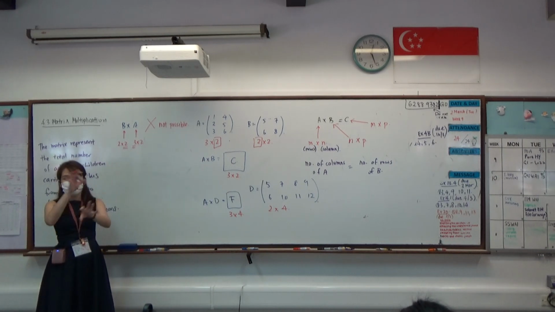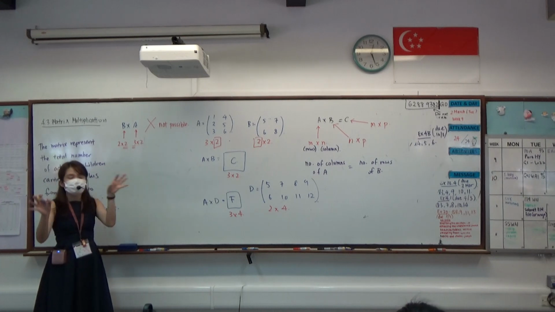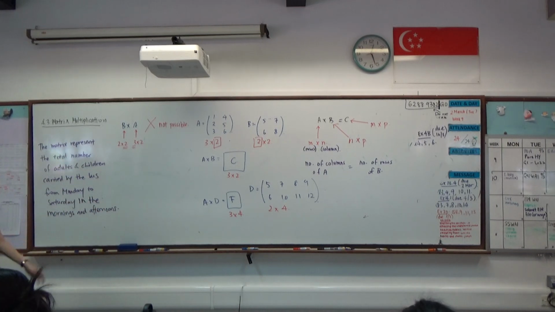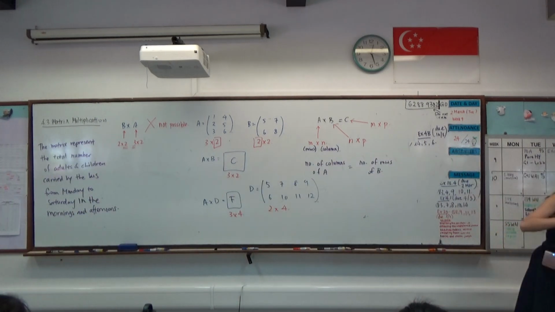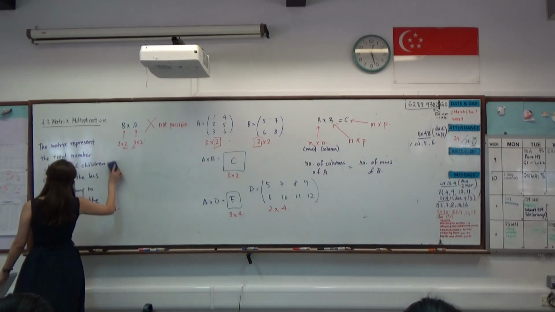Then you will be able to do A times B and B times A. Okay? But we're not going to be looking into that. Okay? It's just for your information. But we must know the order of the matrices in order to multiply. Okay, so let me now go through with you the mechanics of the multiplication.